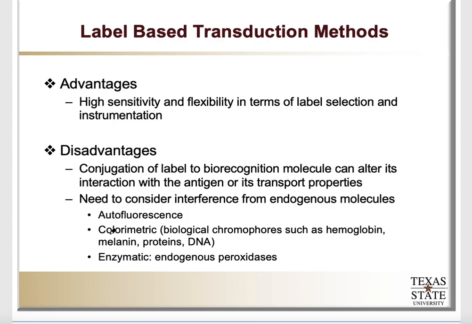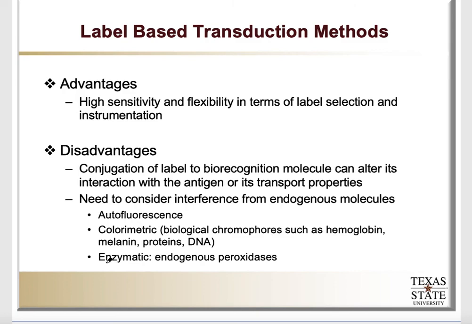Now, if you're using a colorimetric assay, which produces a colorful molecule that you would detect by absorption spectroscopy, you might have interference from other biological chromophores, such as hemoglobin and oxyhemoglobin, which absorb in the visible range, melanin, which absorbs in the visible and near infrared range, and proteins and DNA that absorb in the UV-vis range. So that's just something to keep in mind, and by utilizing the proper controls, you should be able to take care of it.